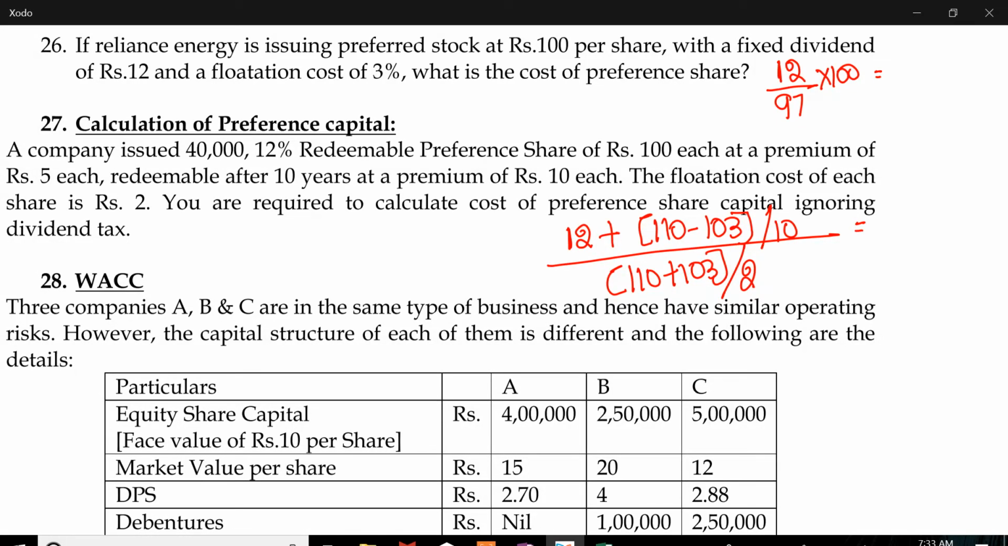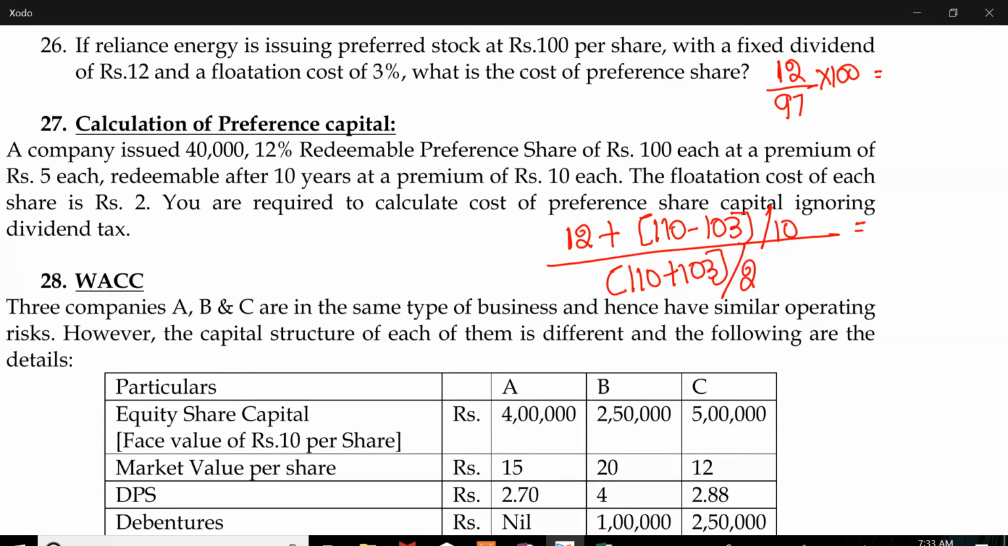Now, how do we solve a WACC? When we see a problem on WACC, they ask for a single cost. Your step 1 will be computation of cost of individual components of capital. That is, you will separately calculate KE, KR, KP, cost of debt. All of this will be separately calculated.